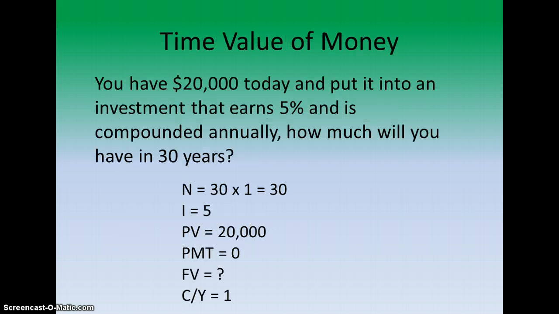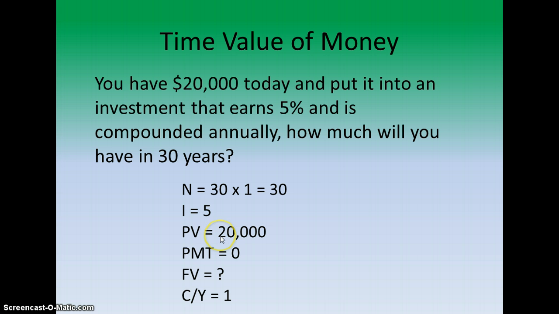All right, so here's a sample problem. If you have $20,000 today and put it into an investment that earns 5% and is compounded annually, how much will you have in 30 years? We have to solve for our N first, and our N is 30 years, compounded annually, so 30 times 1 is 30. So in our calculator, we type in 30 for N.